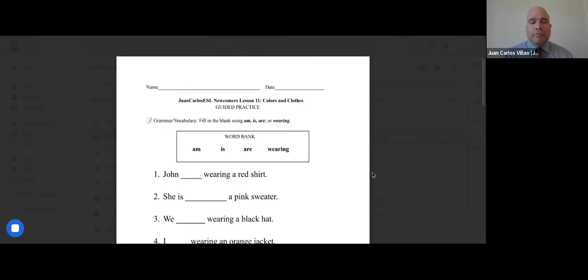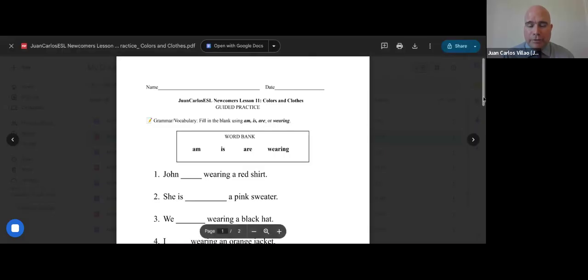It's available for you in PDF version, meaning you could print it and distribute it to students while you're delivering this lesson. So you put your name, first and last name, the date you're completing the guided practice exercise, JuanCarlosESL Newcomers Lesson 11, colors and clothes, and this is the guided practice, which is emphasizing grammar and vocabulary. You will fill in the blank using am, is, are, or wearing.